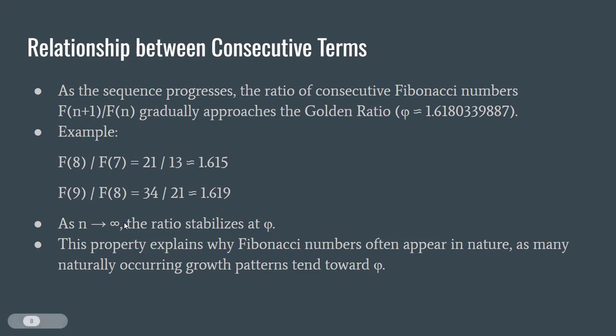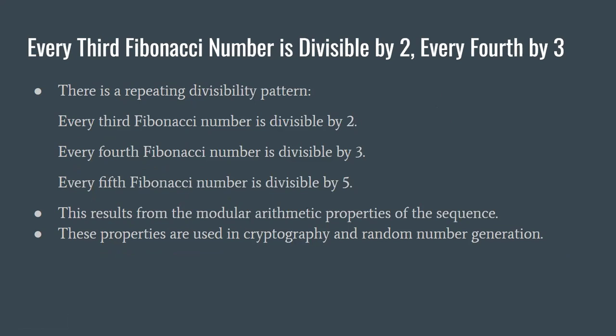This property explains why Fibonacci numbers often appear in nature, as naturally occurring growth patterns tend towards the golden ratio. A cool little fact about the Fibonacci sequence is that every third number is divisible by 2, every fourth is divisible by 3, and every fifth is divisible by 5.